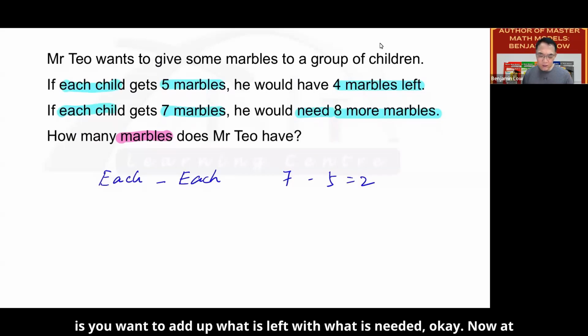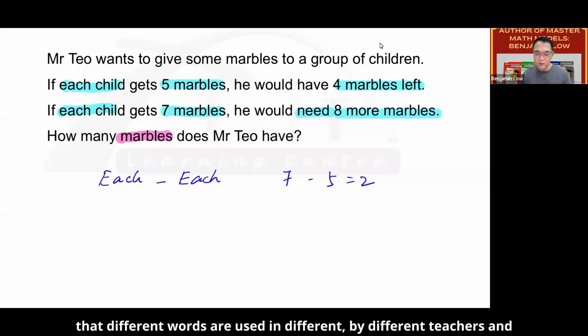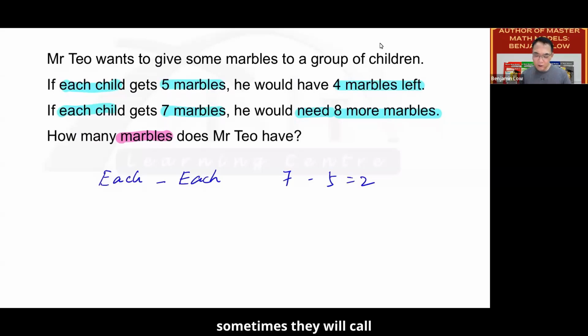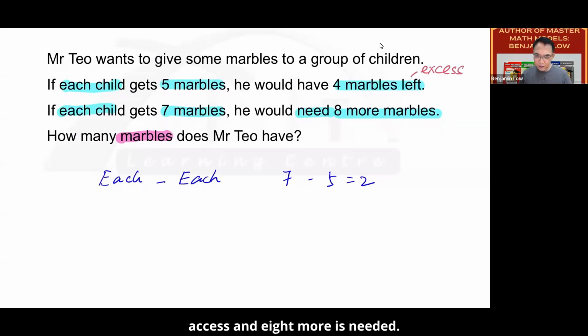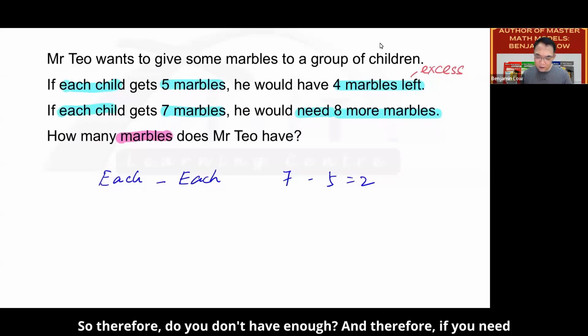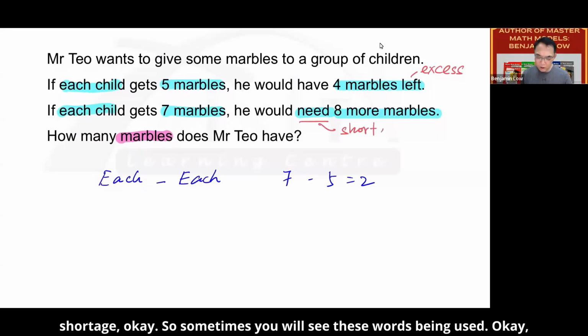Then what you want to do next is add up what is left with what is needed. Now, at this point, I would like to add that different words are used by different teachers, and sometimes they will call this the excess shortage question. In this case, left would be excess, and 8 more is needed. So therefore, you don't have enough, and if you need 8 more, we will have a shortage. Sometimes you will see these words being used.